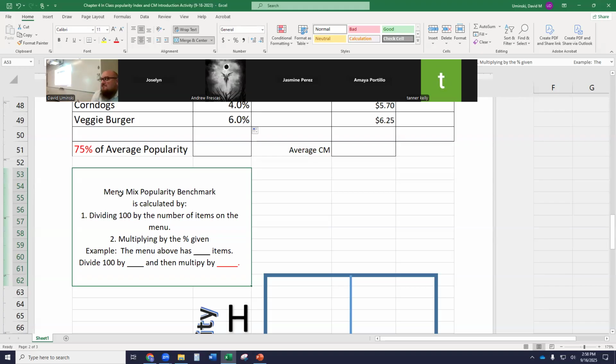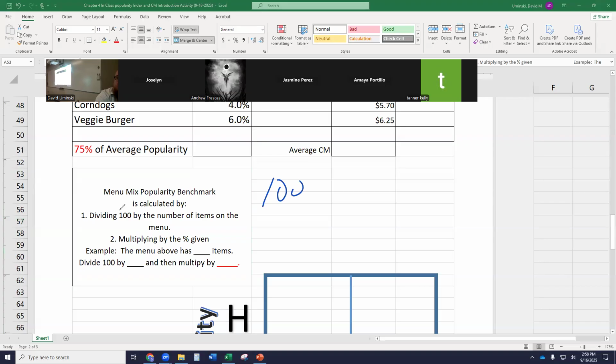So for the popularity benchmark, this is really important. We're going to take 100, okay? We take 100%. We divide by the number of items on the menu. How many items do we have on this particular menu? 8. So if we take 100 and divide by 8, what is the average percentage? 12.5%. Okay, so if we take 100% and we divide by 8, that is our average. Okay, that's our average percentage.